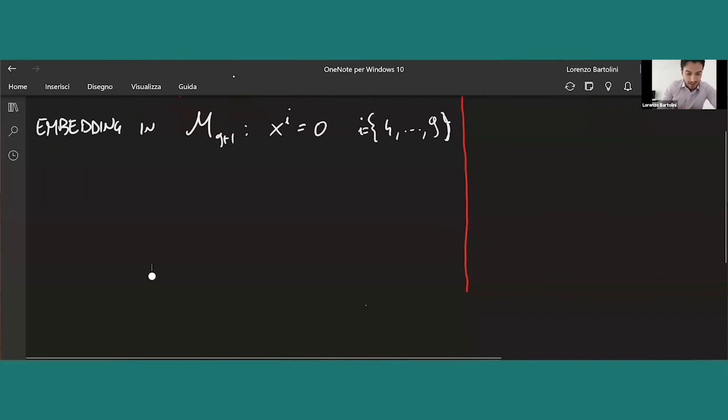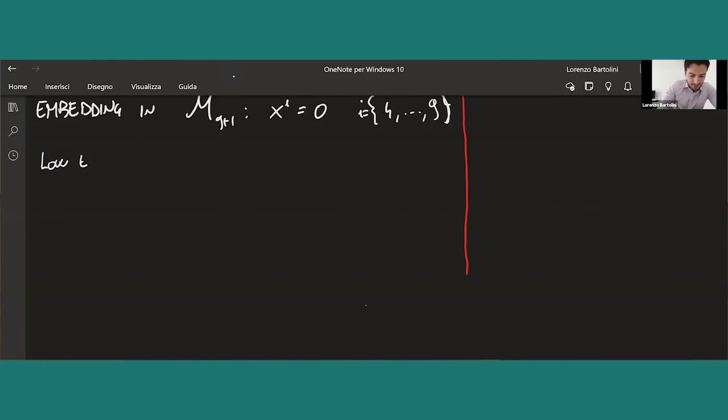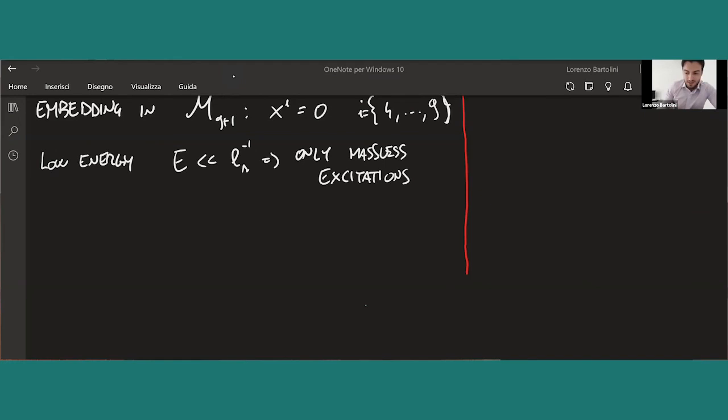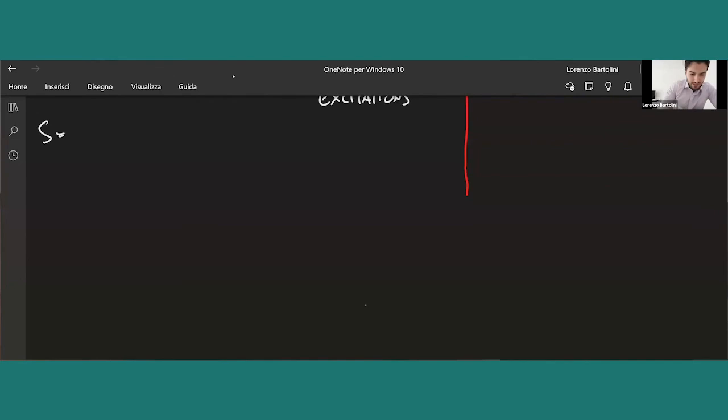And then we take a low energy limit, going to energies of scale much lower than the inverse string length. And so we analyze only massless excitations. So what is the action for our stack of branes now? We have an open string sector plus a closed string sector, and then we have some interaction between them, as an effective action at low energy.